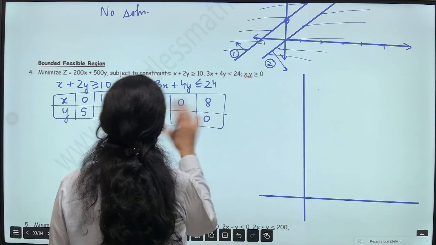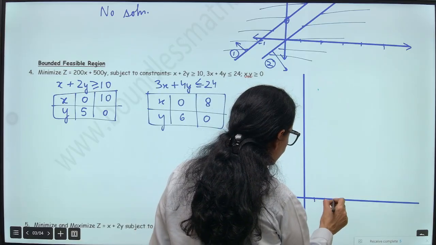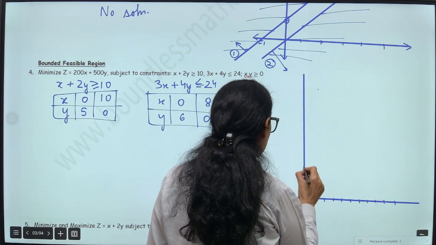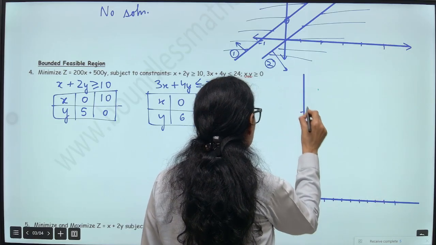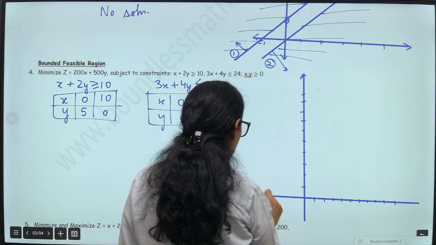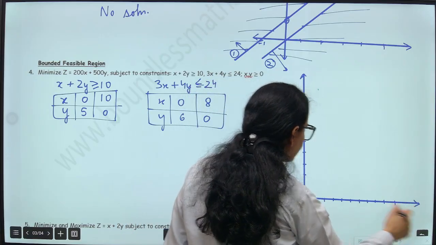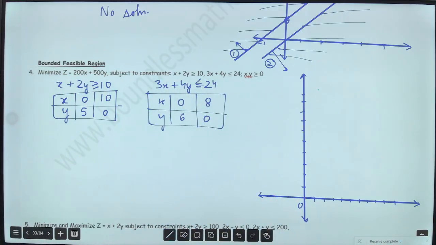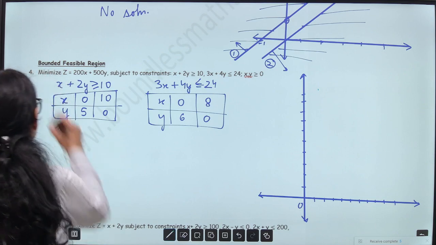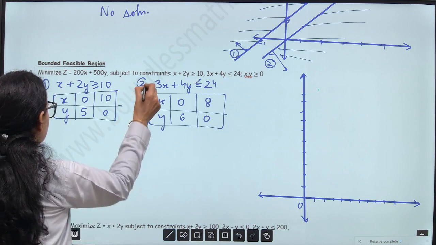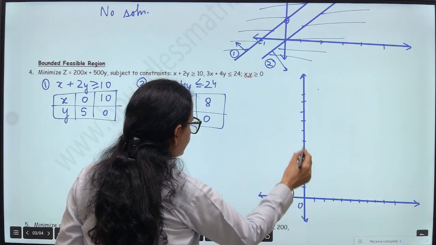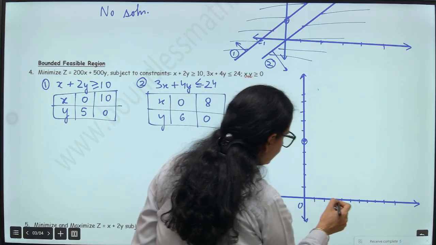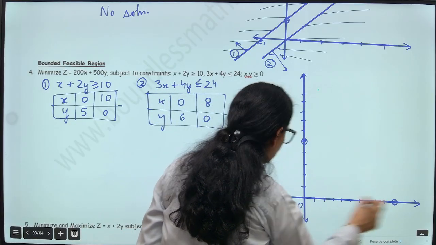So the values are very small. So let's see. 1, 2, 3, 4, 5, 6, 7, 8, 9, 10. So please mark all the axis and the origin, mark all the parts of the graph very nicely. Now x plus 2y greater than equal to 10, this is the first inequality and this is the second one. X is 0, y is 5, 1, 2, 3, 4, 5. So this is the point, 10 and 0. So it is 10 and 0.